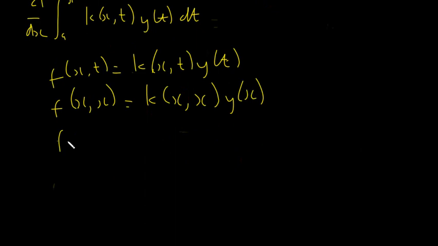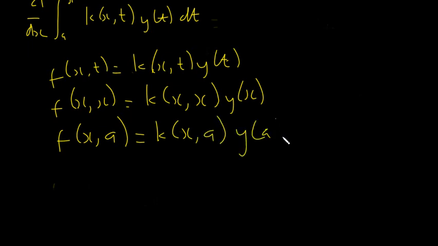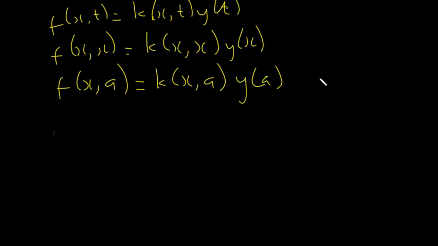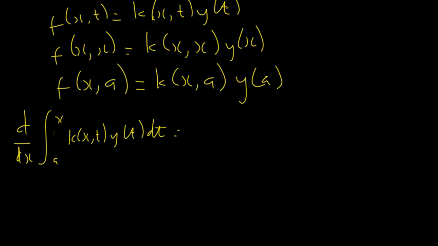So we have f of x and the lower limit a, and that's going to be k of x a y of a. Okay, so now let's rewrite this. We have the derivative with respect to x of the integral from a to x of k of x t y of t dt. We know why we are bringing this, because we want the functional value at the x and the upper limit, which is equal to this.